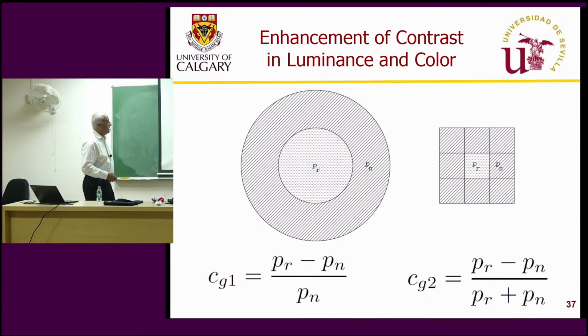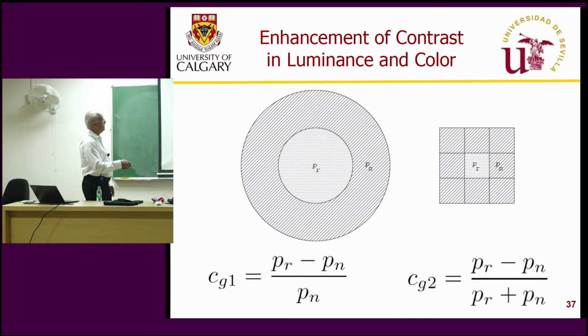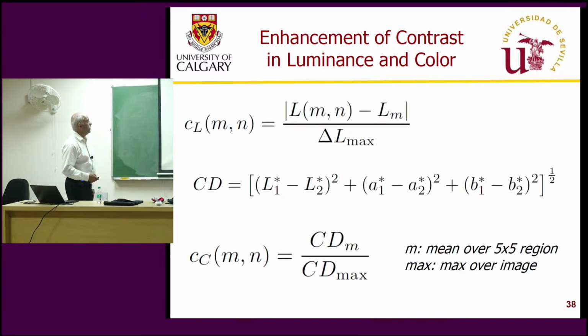To enhance contrast, we can use a definition of contrast like this: PR minus PN over PN, like F minus B over B. We have seen the region of interest and its background, and that is grayscale contrast. Or you can use this, PR minus PN over PR plus PN. You can use a circular region. You can use 3 by 3. You can say, this is my region of interest. My reference is somewhere else in the image. You need some reference for the denominator. Grayscale is not a problem.